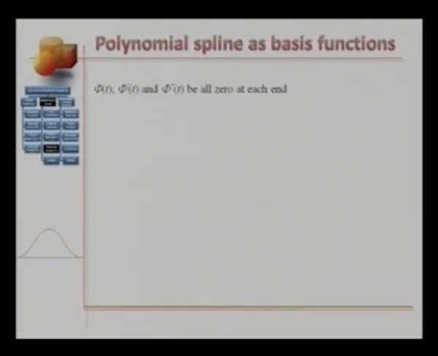Let's start with these conditions. That is, phi t, phi prime t, and phi double prime t. In other words, the position, slope, and the second derivative of the spline, the piecewise composite continuous spline. Let these be all 0 at each end. How many conditions do you think there will be? Well, 3 plus 3. In all, 6 conditions.